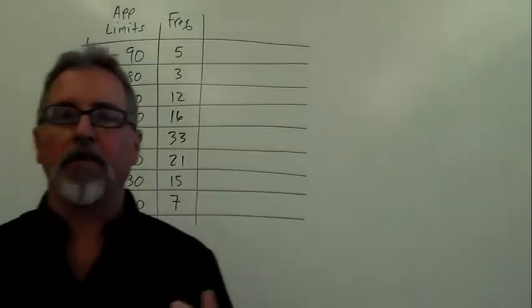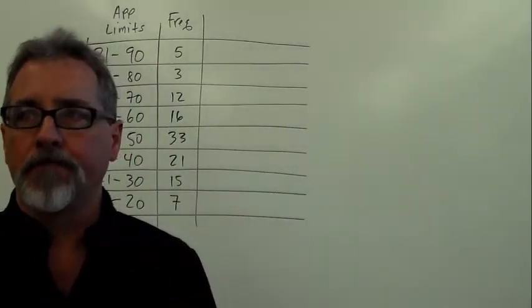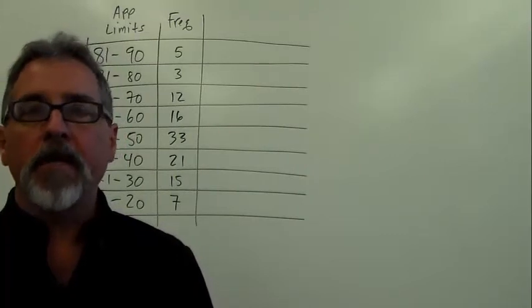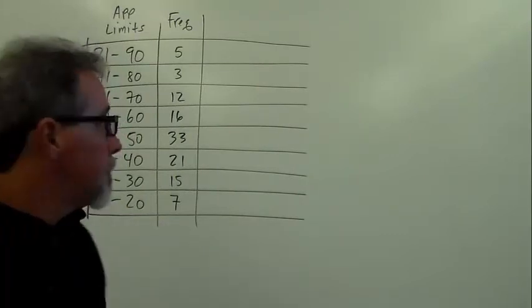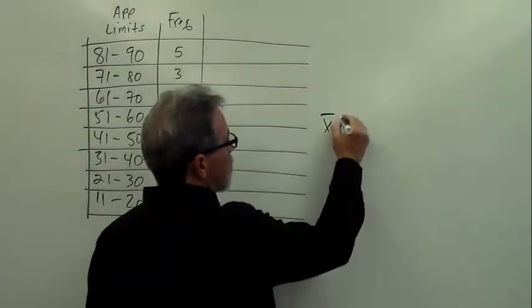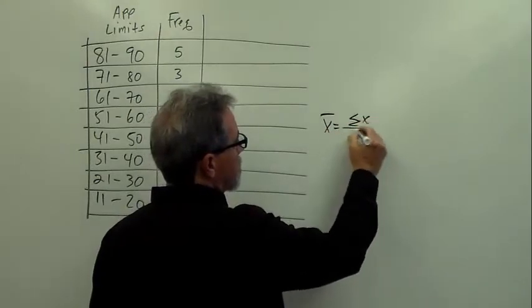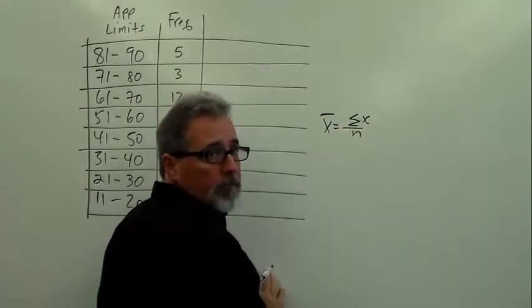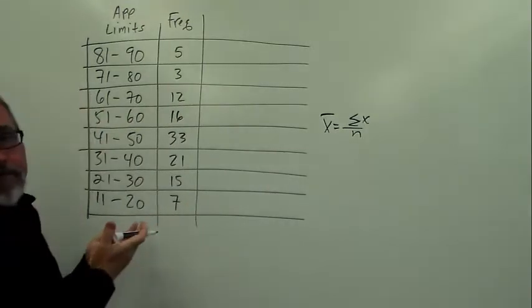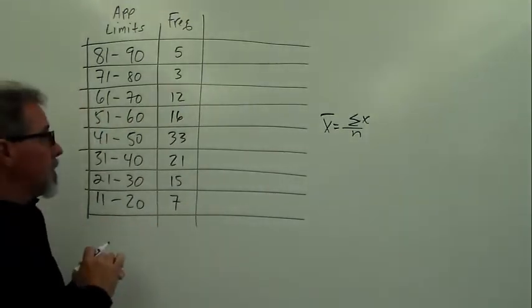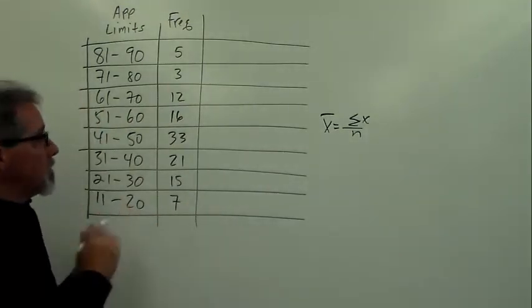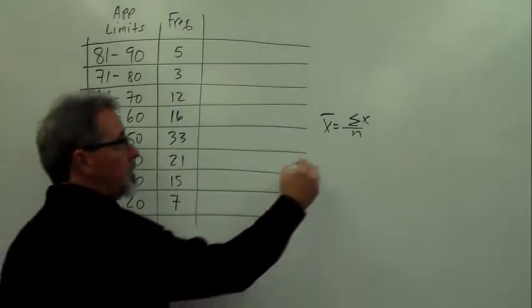Okay, so now let's calculate the mean of group frequency data. There are three mean formulas you'll be getting for the exam. This one, which we used earlier, is sum of x over n. There are no x's here. This is our data set, the one from the lesson. We just have apparent limits and we have frequencies. So we can't use that one.